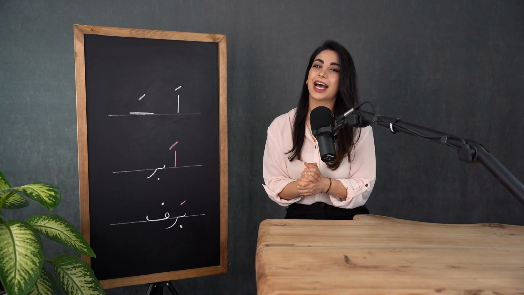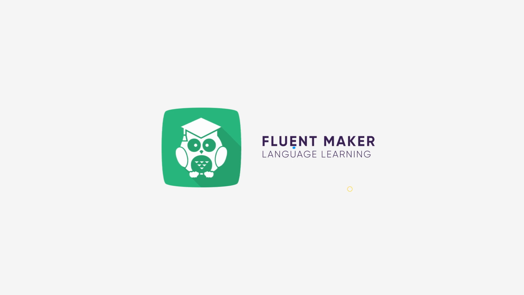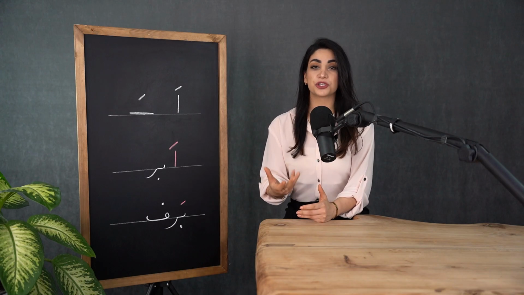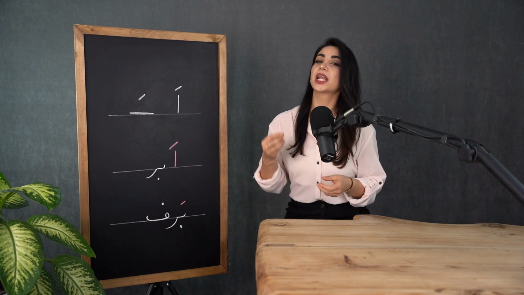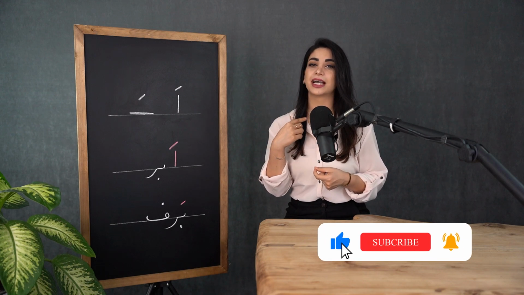Let's learn the next Persian vowel in the Persian language, which is "a". Look at my mouth. A.